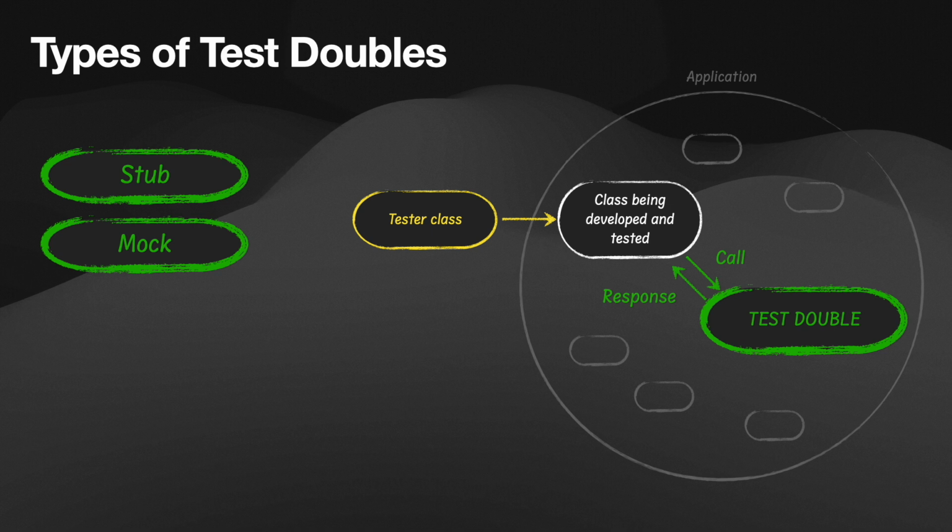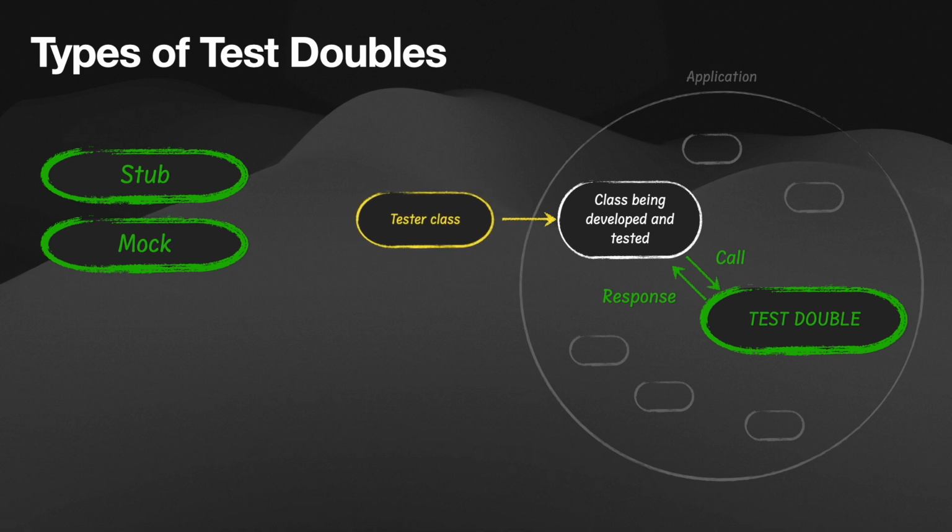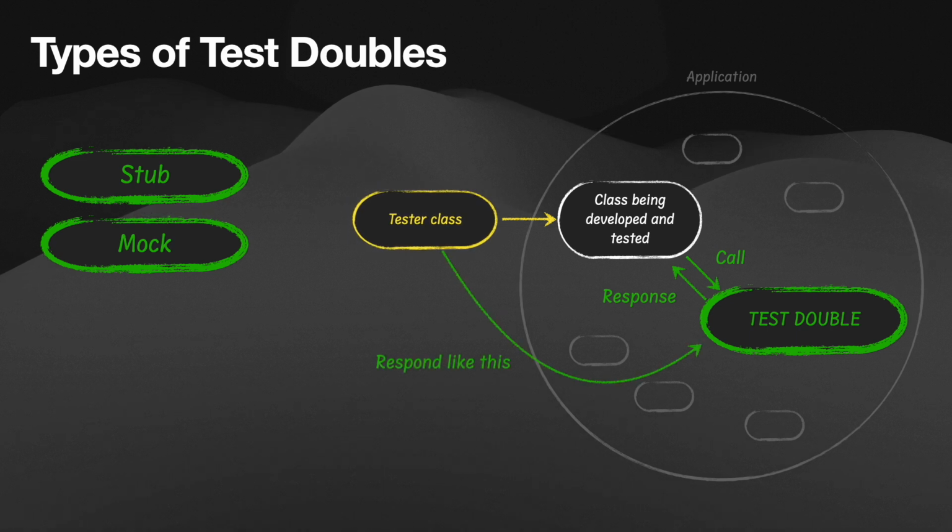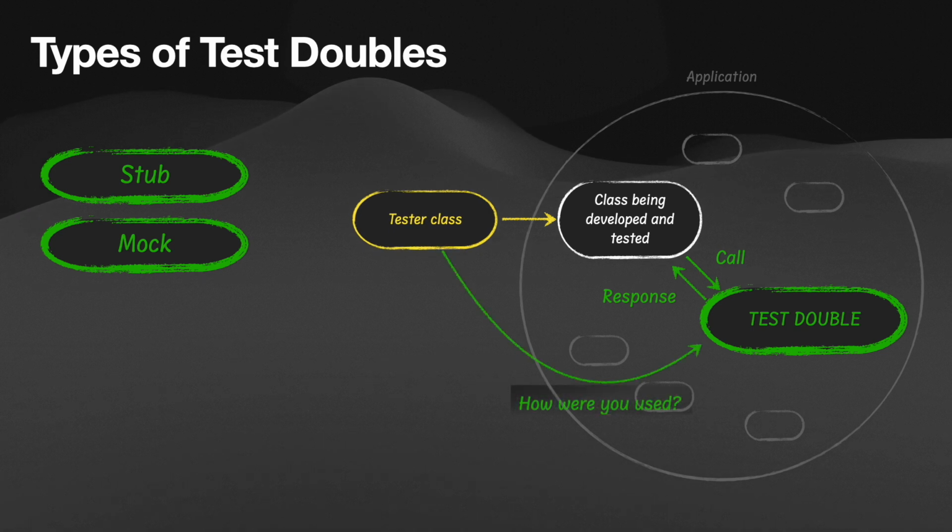But unlike a stub whose responses are hard-coded ahead of time, a mock can be told dynamically by the tester class how to respond to the class being tested. After the class we're testing uses the mock, the tester class can ask the mock how it was used by the class we're testing. Mocks are created using a third-party library. Mocks are more popular than stubs because they're more sophisticated and easier to create.